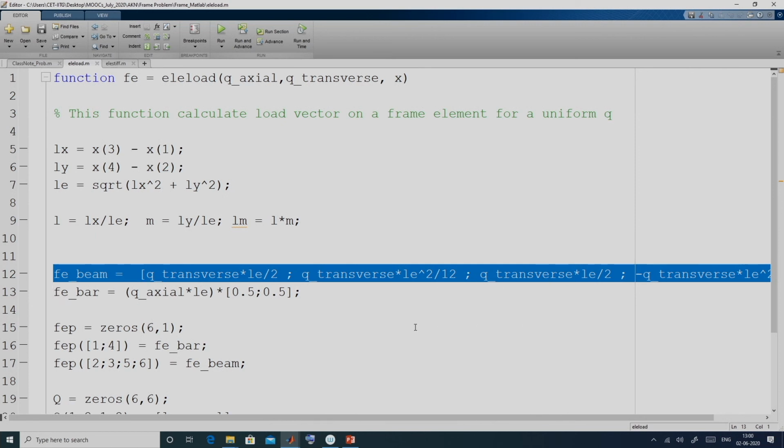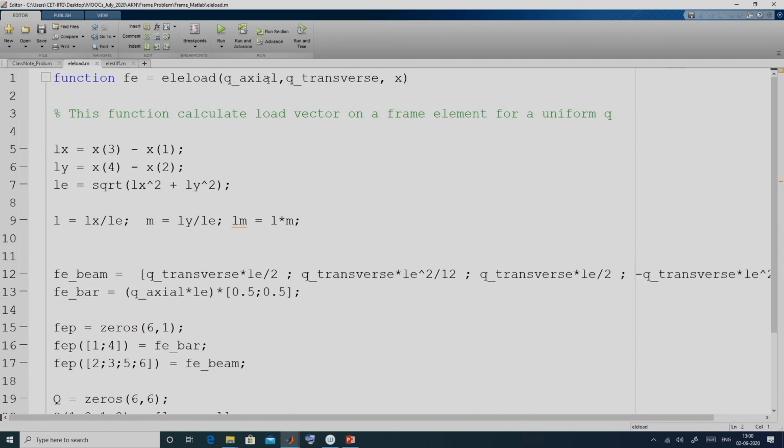Also, if you have distributed load in axial direction, then for bar element it can be shown the component is distributed by half. So, Q axial into LE is the total load in that element, and that is equally distributed between two nodes, because in bar element we have linear shape function.